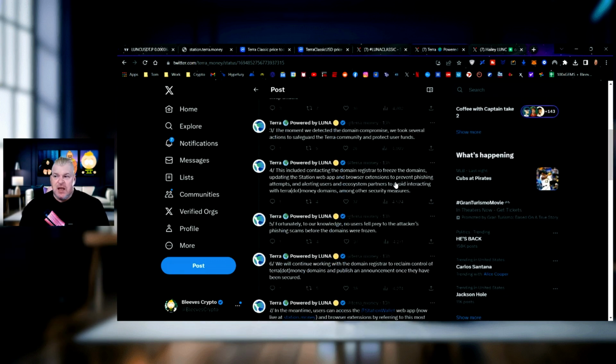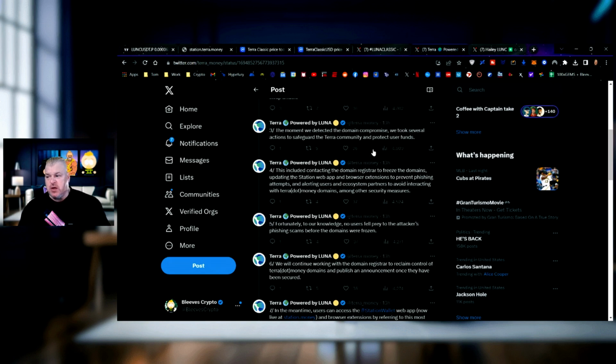This included contacting the domain registrar to freeze the domains, updating the Station web app and browser extension to prevent phishing attempts, and alerting users and ecosystem partners to avoid interacting with Terra.money domains, among other security measures. Fortunately, to our knowledge, no user fell prey to the attacker's phishing scam before the domains were frozen.